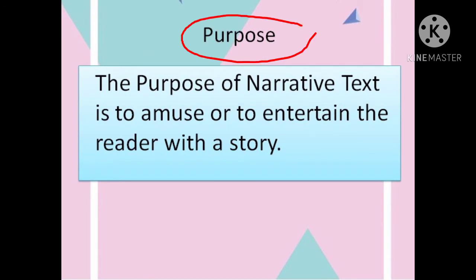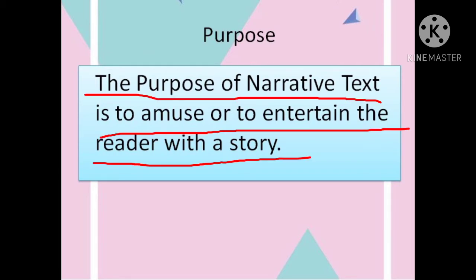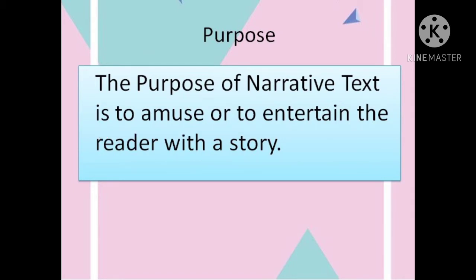Then, next, the purpose of narrative text. What is the purpose of narrative text? The purpose of narrative text is to amuse or to entertain the reader with a story. Jadi sudah jelas disebutkan tujuan dari narrative text itu adalah to amuse or to entertain, untuk menghibur pembaca dengan cerita tersebut.